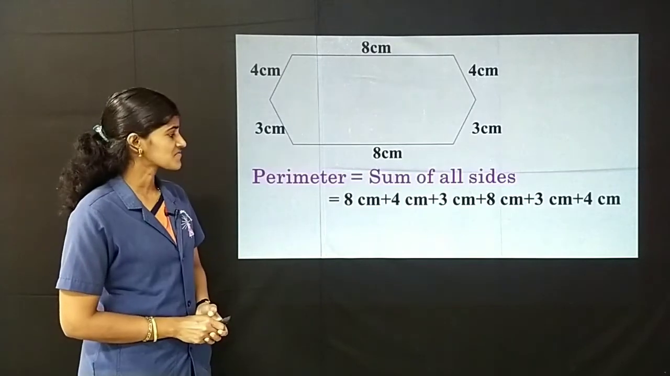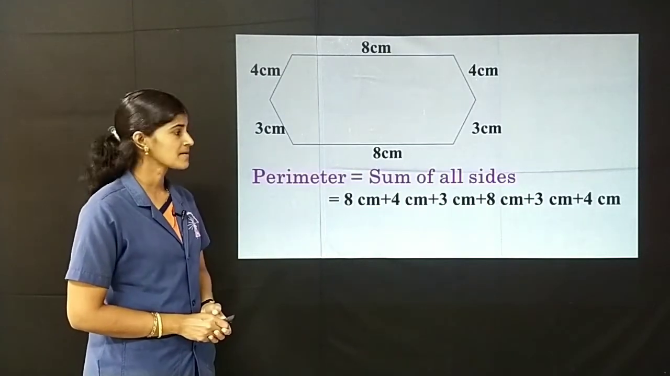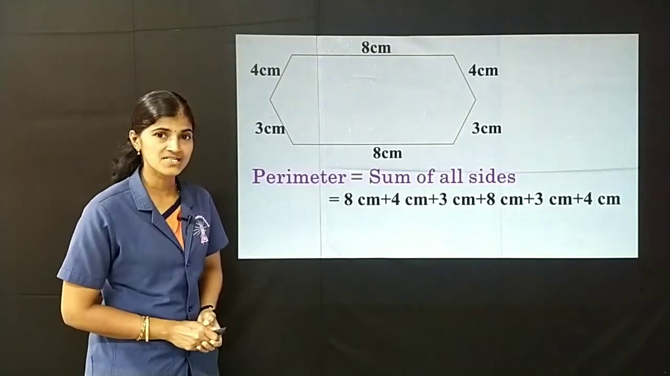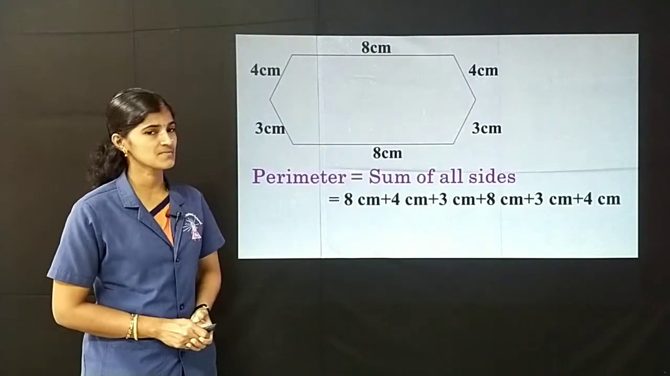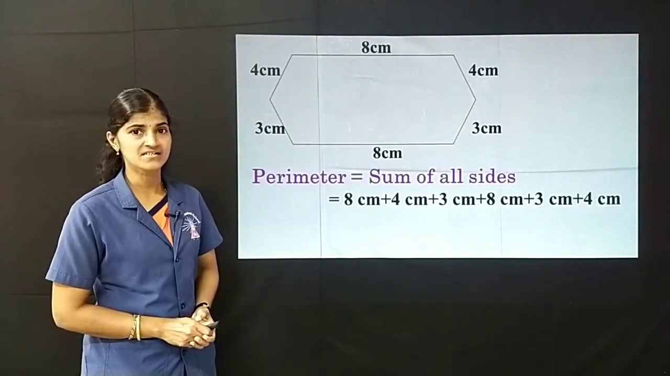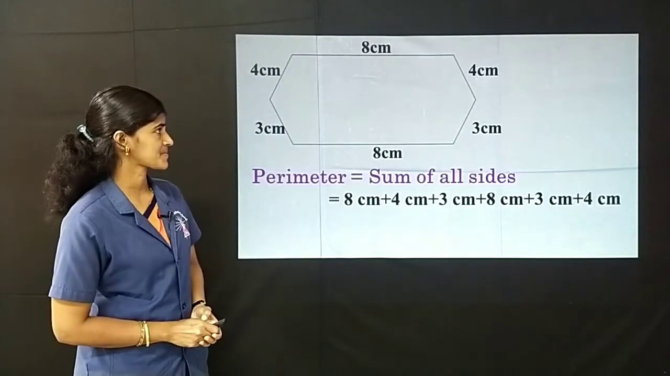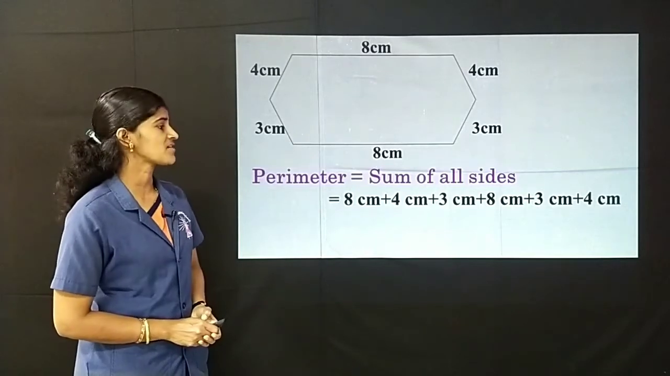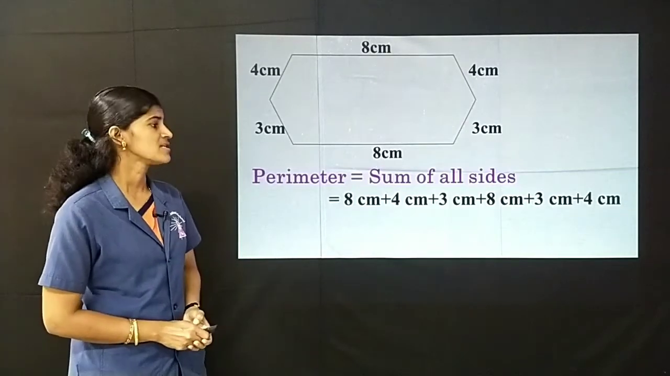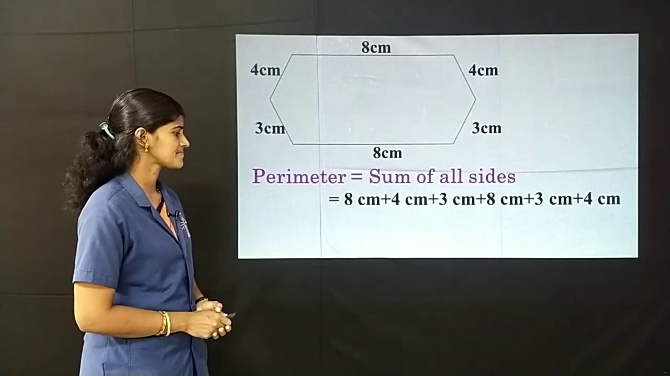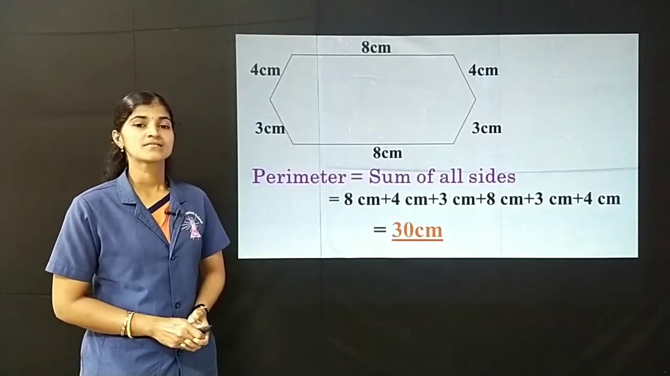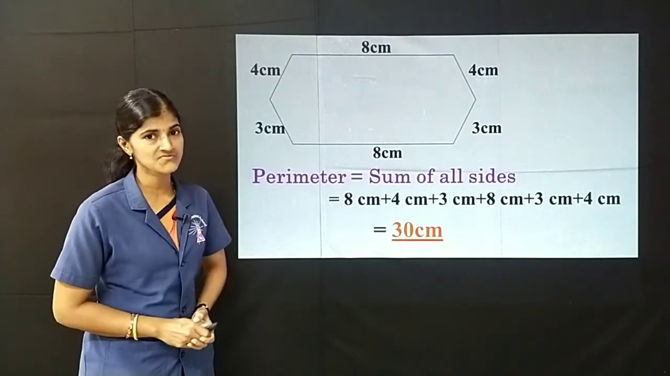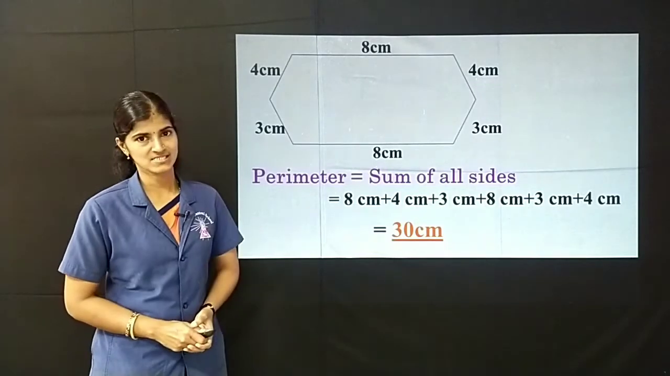So the length of each of the sides is 8 centimeter plus 4 centimeter plus 3 centimeter plus 8 centimeter plus 3 centimeter plus 4 centimeter. The given figure is having 6 sides, so we have 6 numbers. The sum of this will be, yes, it is 30 centimeter. The perimeter of the given closed figure is 30 centimeter.